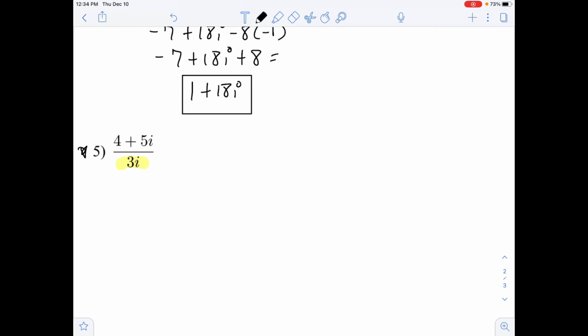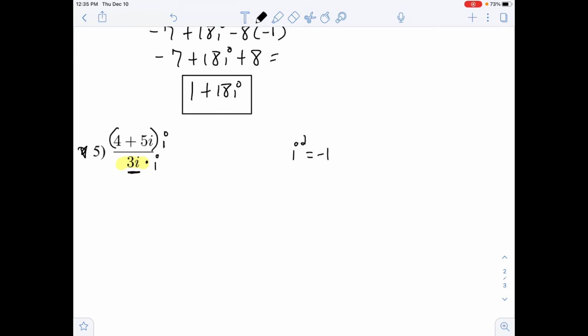Well, how can we do that? How can we get rid of that i in the denominator? Well, if you recall, i squared is equal to negative 1. So if I could somehow get this bottom to have an i squared instead of an i, then I could replace it with negative 1, and that would give me a number in the denominator, not an imaginary unit, which would be perfect. Well, I can do that by multiplying by i.